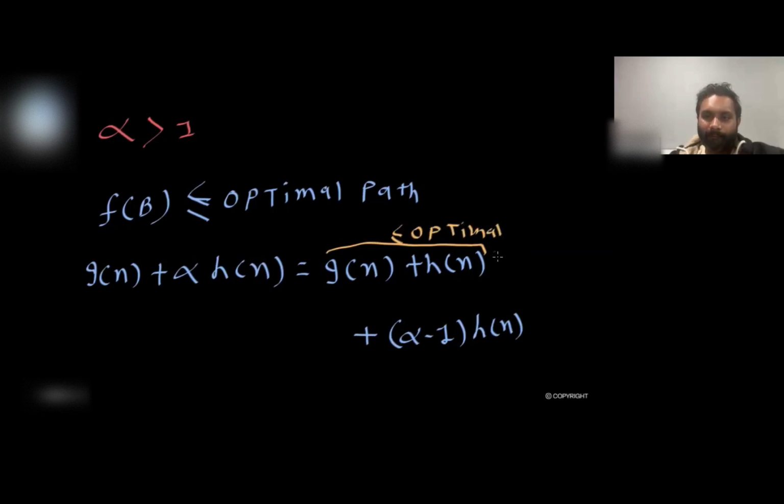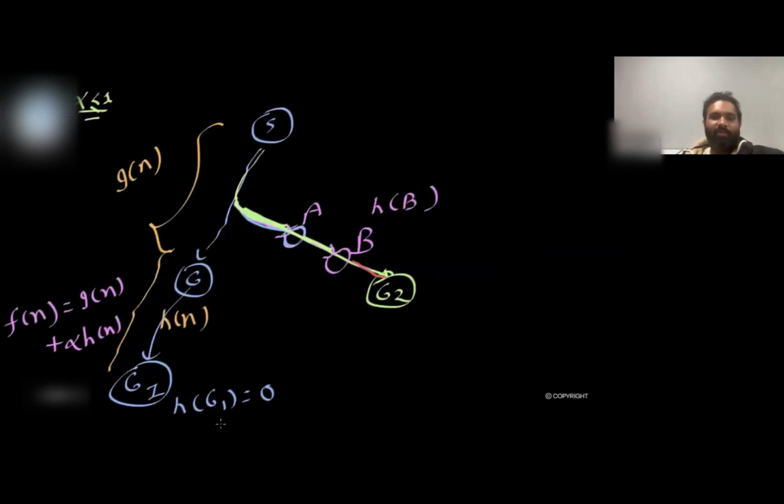Right? So what can you say about this term? Hn is admissible. So Hn is admissible means, for HB, what can you say about HB? HB will always be less than or equal to yellow plus green plus red, the optimal path length. So HB is always less than or equal to the optimal path length, because B is in the way of the optimal path from S to G2.